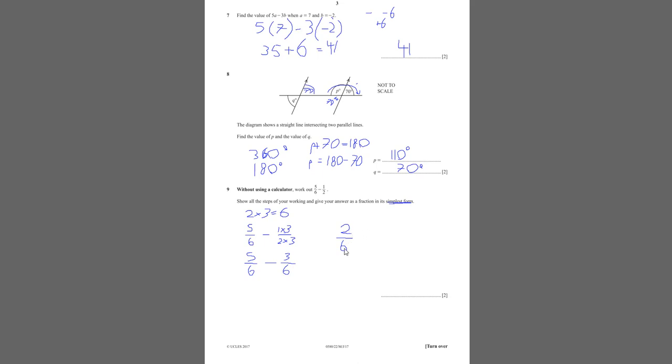Now a common factor in both of these is 2. 2 goes into 6 three times, and 2 goes into 2 once. So 2/6 turns into 1/3. So your final answer should be 1/3. Remember to show your working, as it says here, otherwise you will not receive full marks.